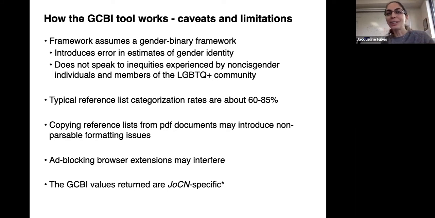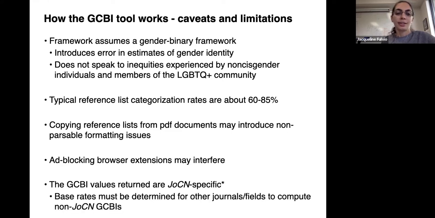And the thing that I mentioned earlier, the GCBI values, the second set of four items, those are JOCN specific. So the Journal of Cognitive Neuroscience specific. And so I'm going to get to that on the next slide. But what that means is it may not necessarily be reflective of your particular field if the base rates are different. So what you would need to do then is go through the process of quantifying authorship in your particular field or journal to get the base rates, and then apply those to compute the indices.